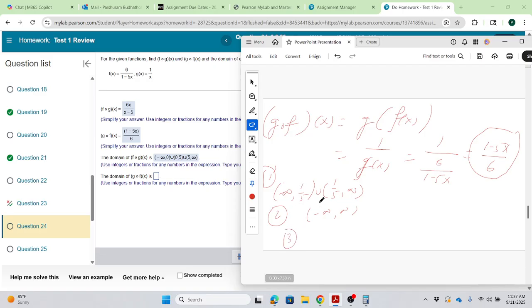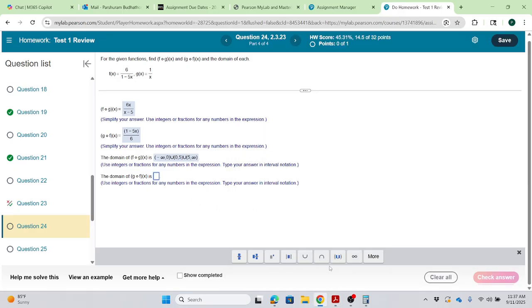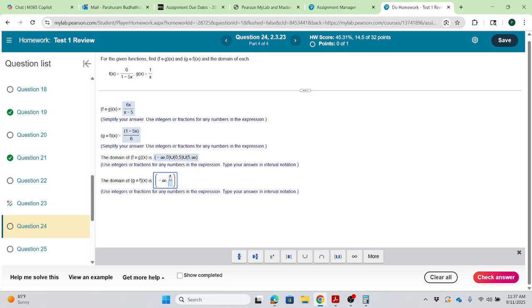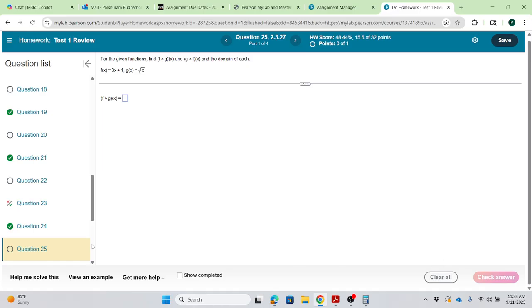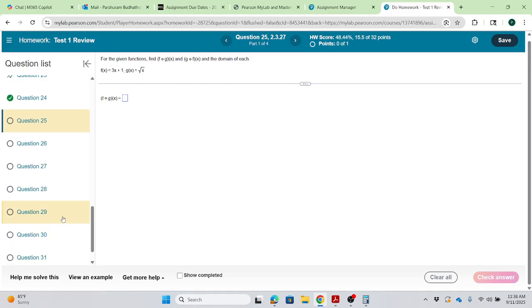So the intersection between 1 and 2 is 1, because 2 is all real numbers. The intersection between 1 and 2, which is actually the domain of this composition, is this one. So you write negative infinity up to 1 over 5, and then union 1 over 5 up to positive infinity. That's the domain of this composition. Excellent. Okay, this is again composition. I'm going to skip this question.